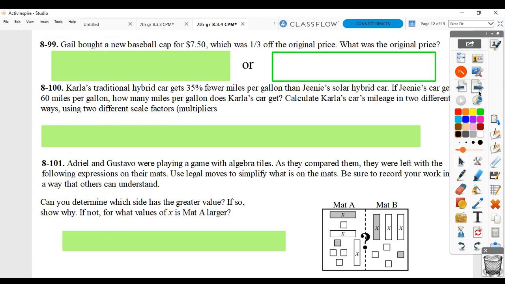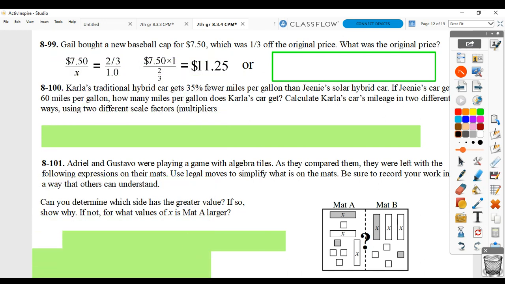8-99, Gail bought a new baseball cap for $7.50, which was a third off of the original price. What was the original price? So there, again, there's more than one way to solve it. One way you could do it is you could say $7.50 is 2/3 of the total price.